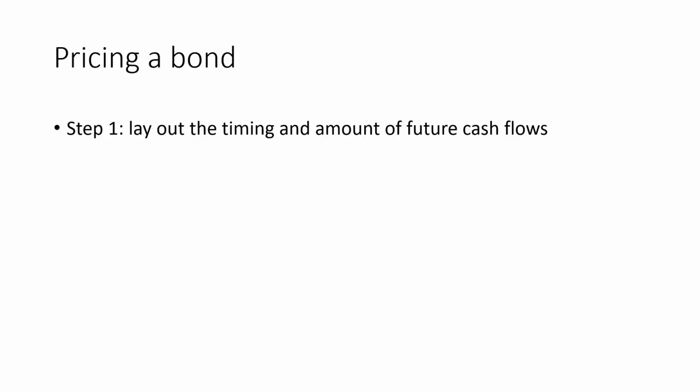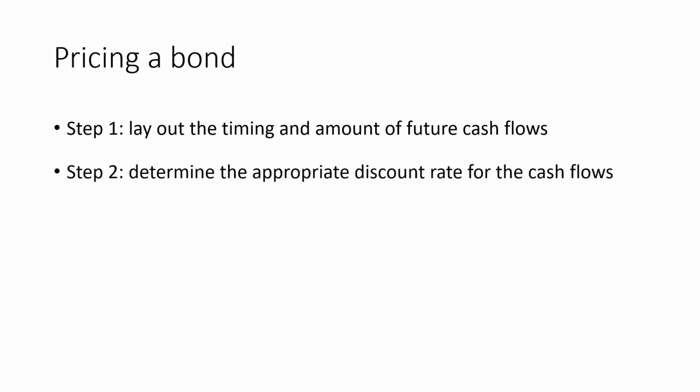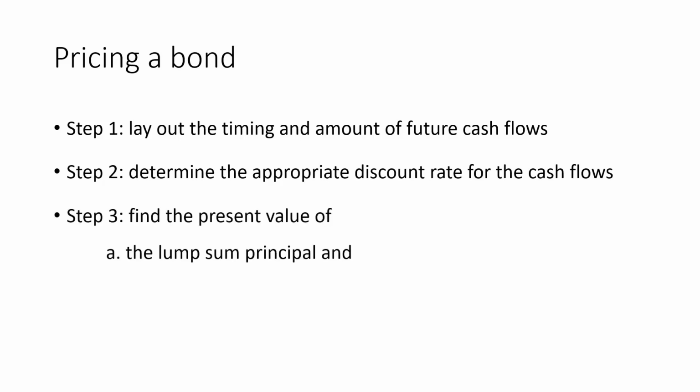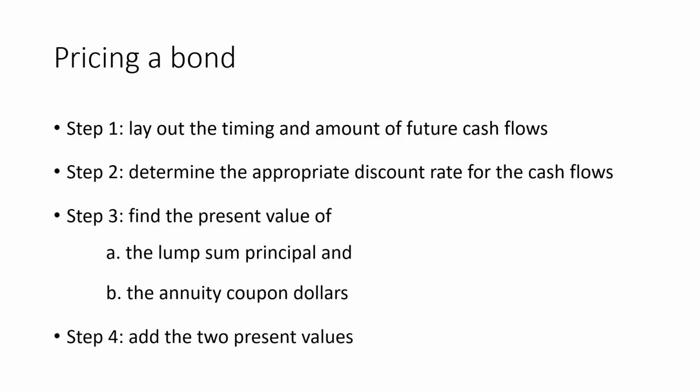So what we need to do is, just like any other variable cash flow stream, lay out the timings and the amount of future cash flows. Then find out what's the going rate of interest or the discount rate. Once we do that, we can discount the cash flows to find the present value of each cash flow. Then we find the present value of the final cash flow and add all of these present values to get the price of the bond. So let's price a 10-year bond as an example.